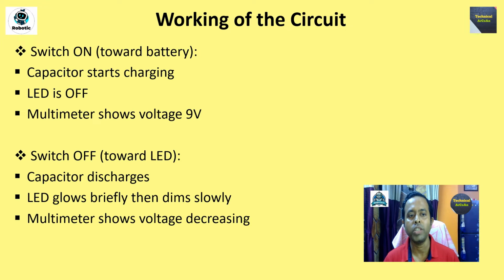And similarly, when the switch is off towards the LED, means the switch is at the right terminal, then the capacitor discharges and the LED glows briefly, then dims slowly, right? And the multimeter shows voltage decreasing, right? Means when the circuit is on, the capacitor charges up, and when the circuit is off, the capacitor discharges the electric charges, right?